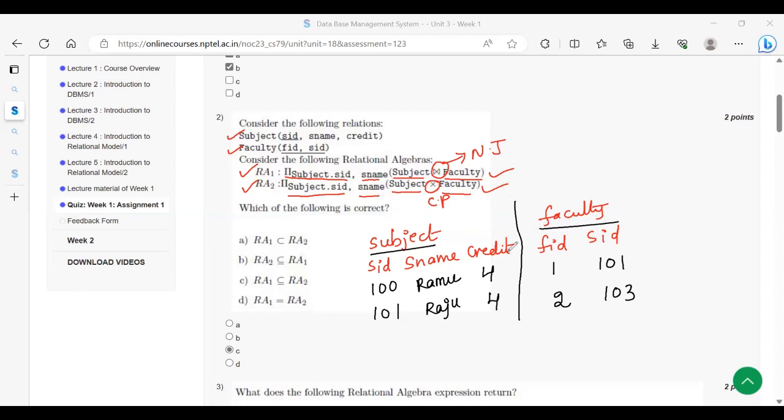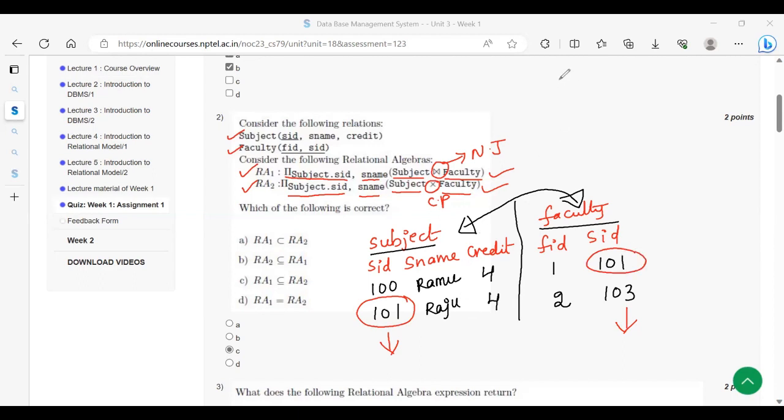Now they are going to say natural join. Remember, this is very important. When the natural join is between subject and faculty, it takes only the common values. The common column is SID, and the common value between these two tables is 101.